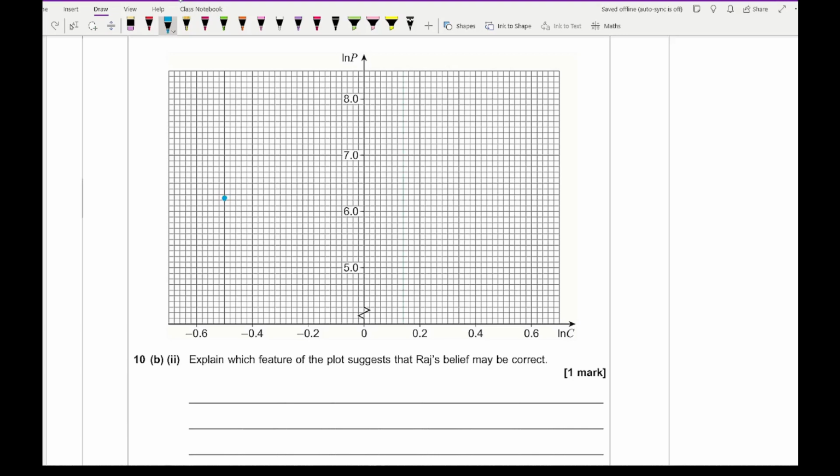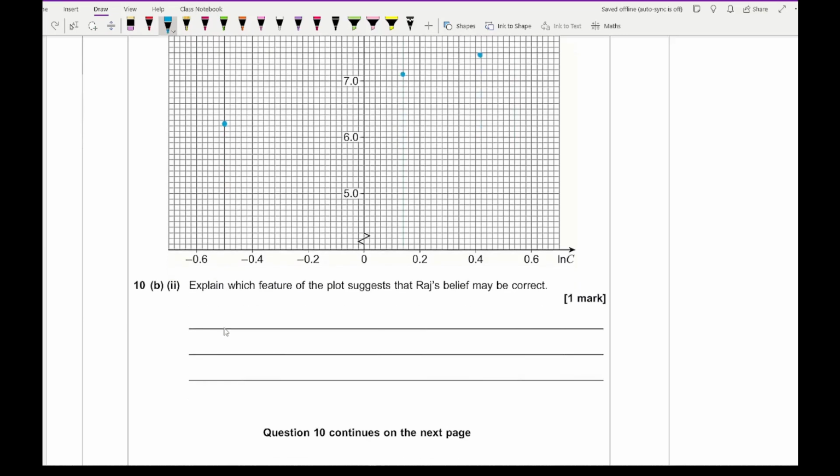My next point is at 0.14, so that's going to be 2 squares in, and it's 7.1. So again, yours is going to be definitely a lot more accurate than mine. I make it out to be just about there. And then the last one is 0.405, and that's going to be at 7.45, so it's going to be roughly about there. And then all that's left for me to do is possibly draw a straight line.